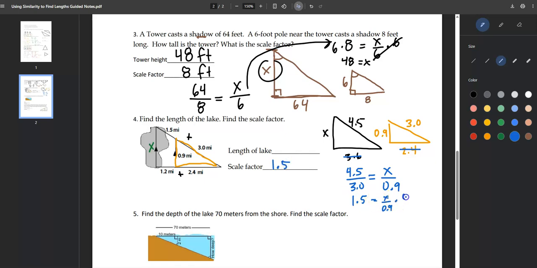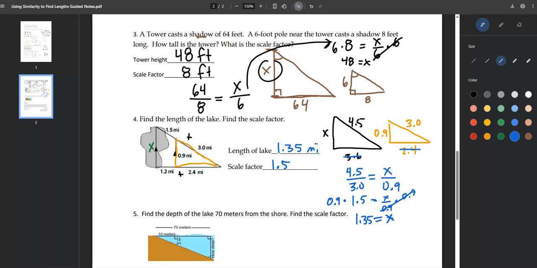And then I'm going to times by 0.9. What I do to one side, I have to do the other side. That cancels out, and I'm going to be left with x equals whatever 0.9 times 1.5 is, which will give me 1.35. So that is going to be the length of the lake, and that'll be, again, in miles, because whatever unit I start with, that's the unit I'm going to end with for that.